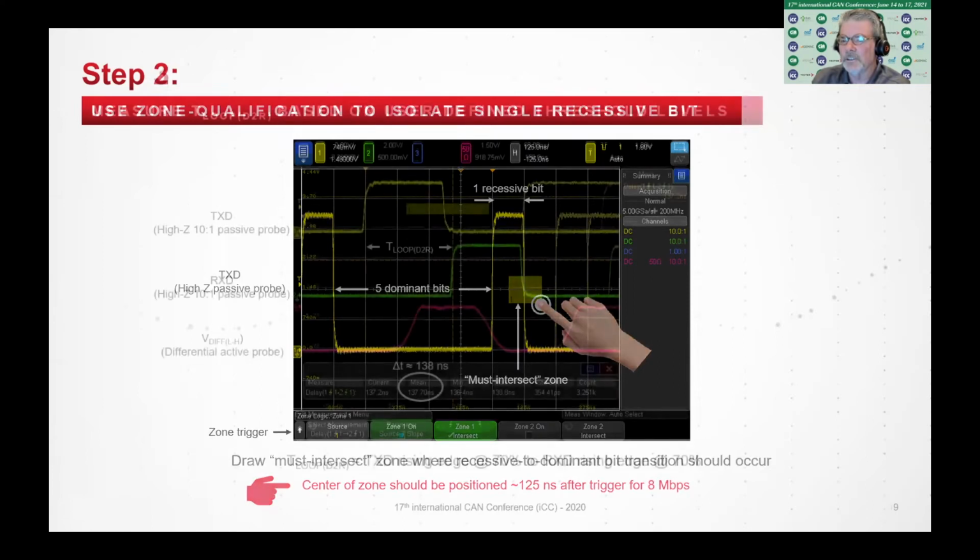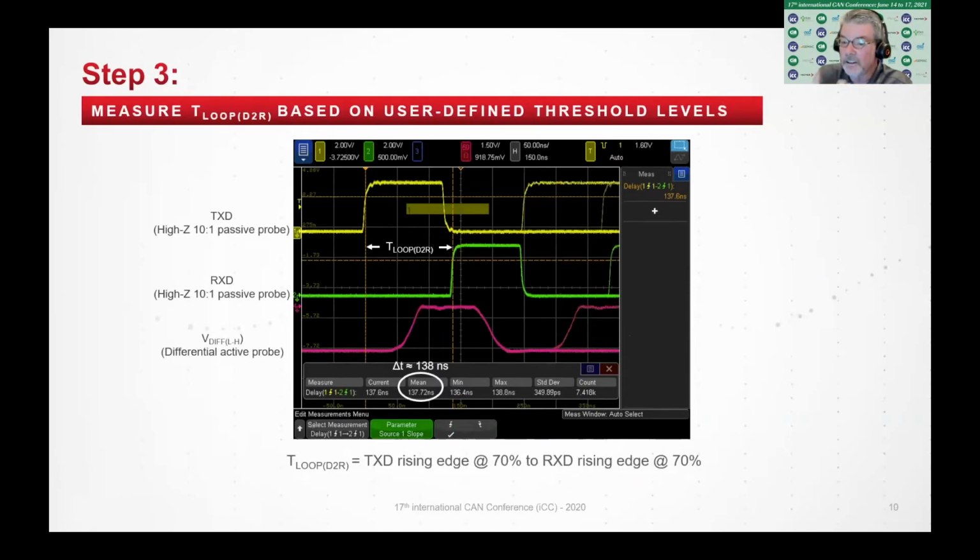The next step is to simply make the measurements. Here I've rescaled the signal so that we can see separation of the transmit, receive, and the differential bus signal. If I was doing these measurements myself, I would actually have them all overlaid and have maximum deflection on these signals so that I get maximum resolution. But I've separated them here simply so we can see them clearly.